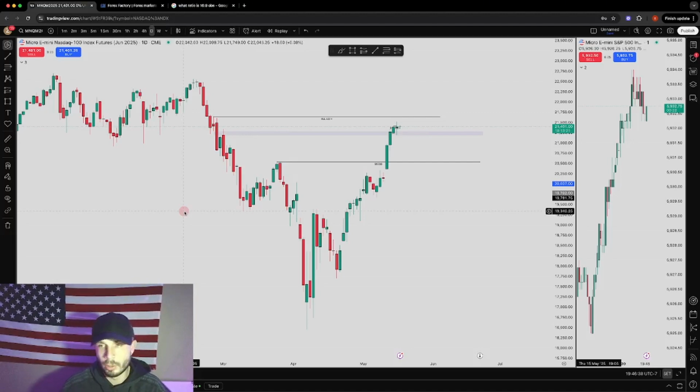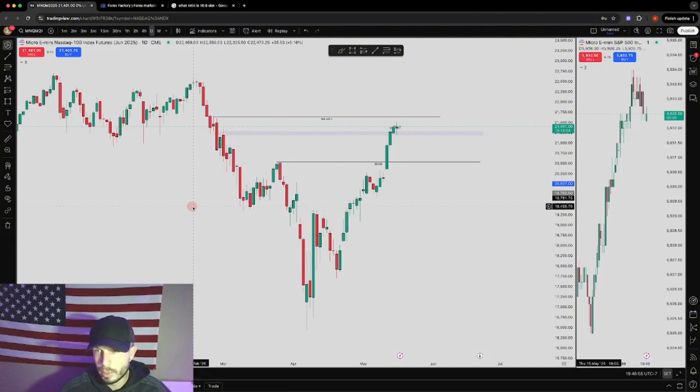What is the draw on liquidity? Draw on liquidity is where price is most likely to go towards. Where is price likely to draw towards? If you don't have an area where you think price is most likely to draw towards, then why would you take a trade without a destination, right?